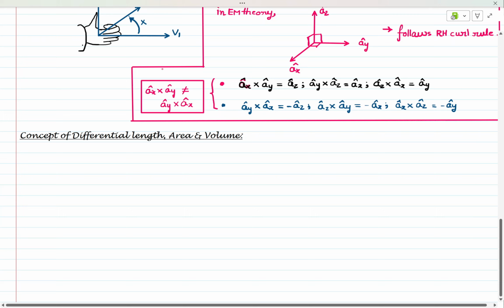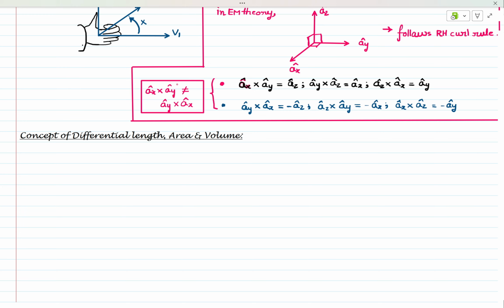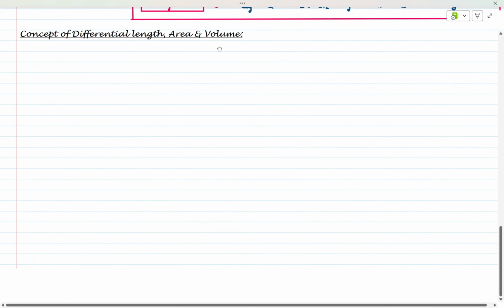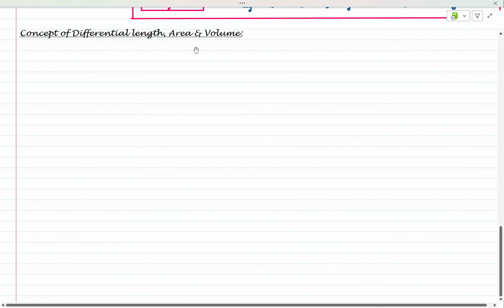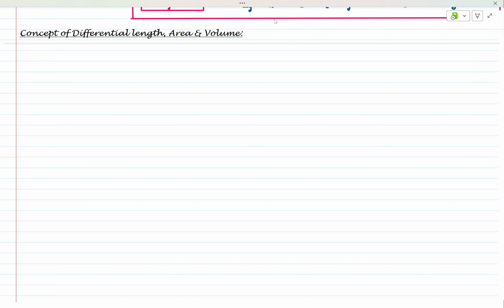In today's lecture, I am going to cover the differential length, area and the volume in case of the Cartesian coordinate system. So for that, I am going to draw the Cartesian coordinate system again right now. Let me draw it first, then I will explain.